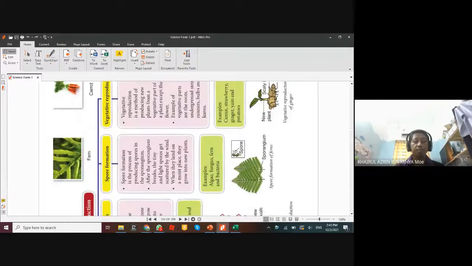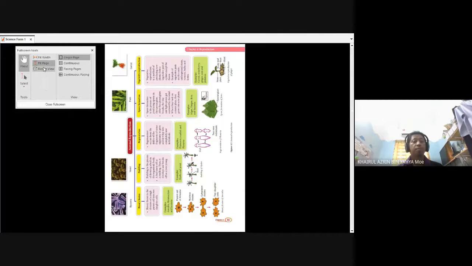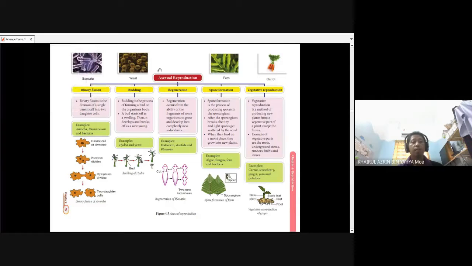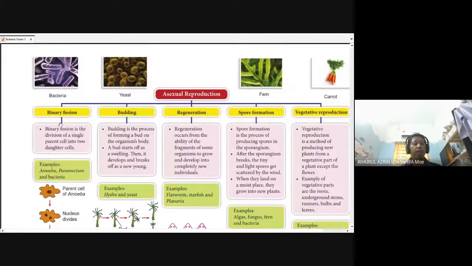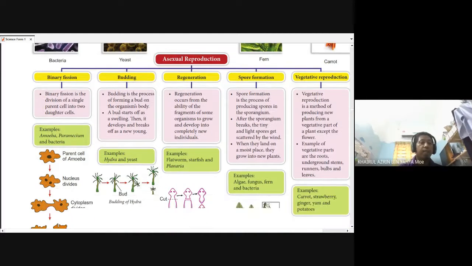Okay, we proceed. This one. Let me make it bigger. So let us focus on this one, binary fission. And after this, we will look at the video. Binary fission is the division of a single parent cell into two daughter cells. From a single cell become two cells. Examples are amoeba, paramecium, and bacteria. Like this, this is bacteria. And then this is the diagram of binary fission.